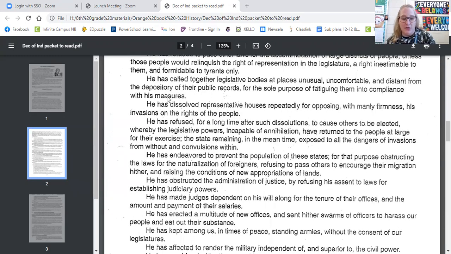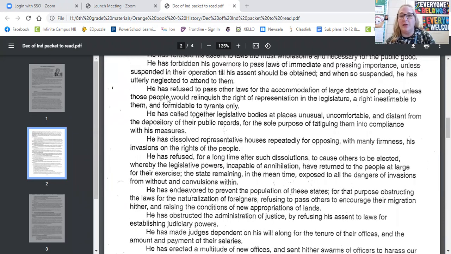Okay, he has called together legislative bodies in unusual, uncomfortable, and distant from the depository of their public records for the sole purpose of fatiguing them into compliance with his measures. Okay, so highlight that whole section. He's wanted the legislative bodies to get together over in England. Okay, the parliament gets together in England, which is too far for the colonists to be traveling on a regular basis. So the sole purpose then is to exhaust the colonists into simply complying with what he wants.